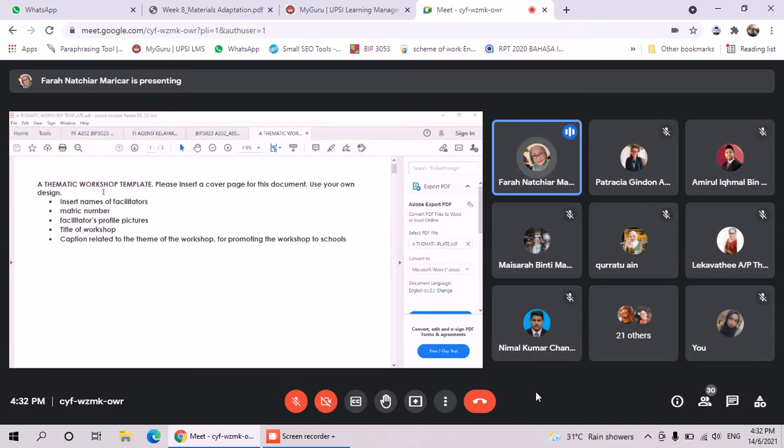Okay. So this is the thematic workshop template. You can just insert a cover page with the names of facilitators, metric number, profile pictures, and title of workshop. We have 6 groups, so I assume we have 6 workshops and 6 different titles. Then a caption related to the theme of the workshop for promoting the workshop to schools.